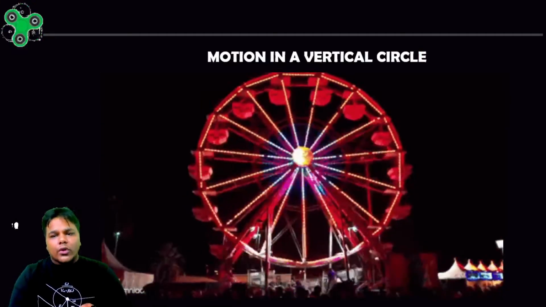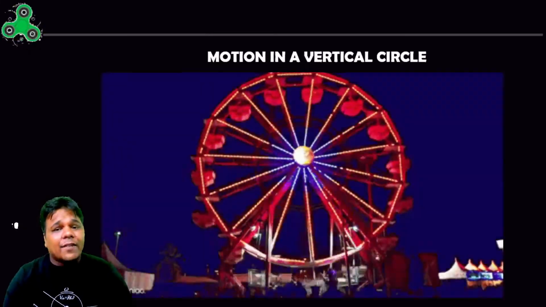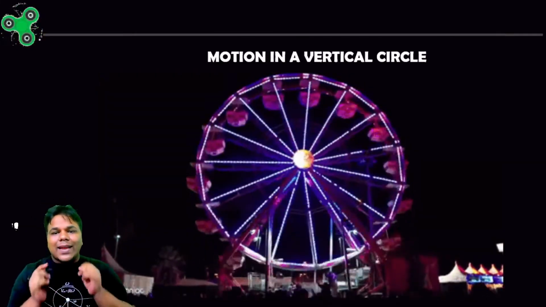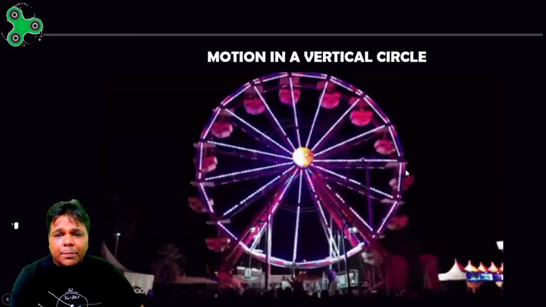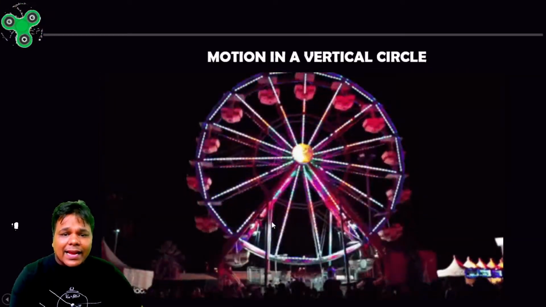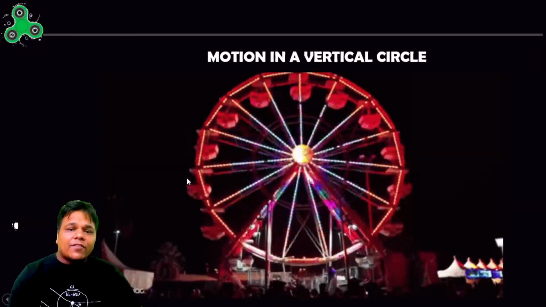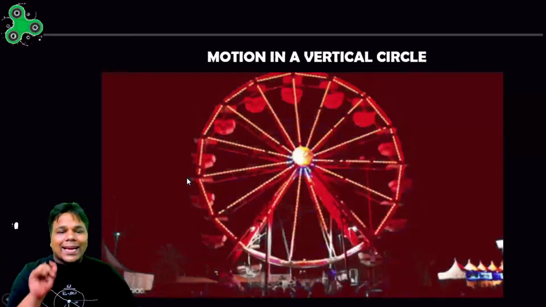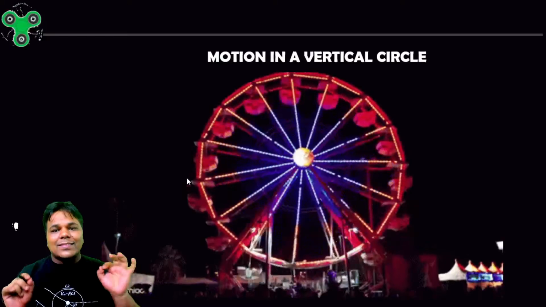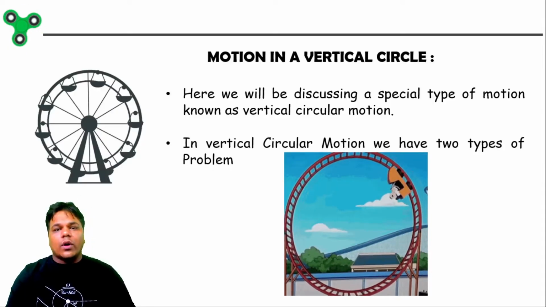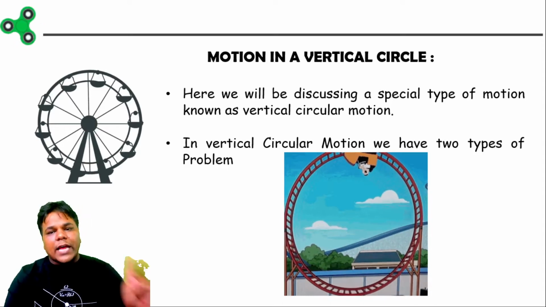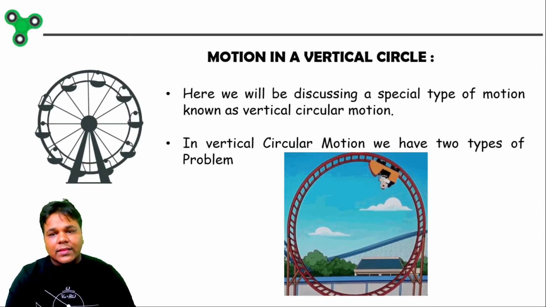Vertical circular motion, or we should say motion in a vertical circle. So what exactly happens? As you can see in this roundabout, there are some persons sitting on this, and as you can see, this is moving in a vertical plane. So in this particular section, we will study everything about it. How? Let's just move on. Okay, so we will see two types of vertical motions in these sections.